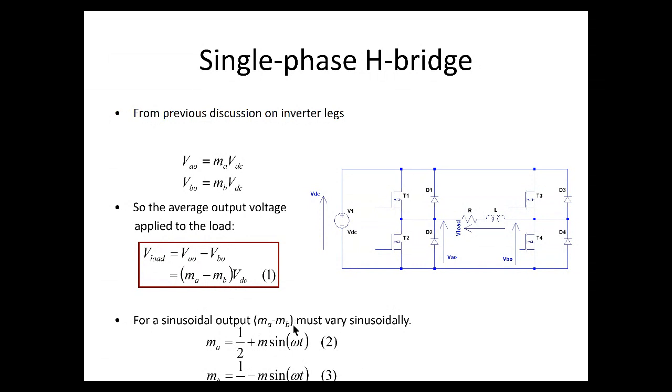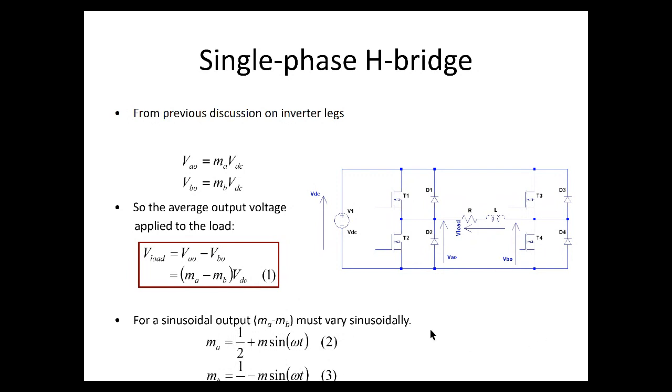If we add the two, the sinusoidal component is gone, and MA plus MB is just equal to 1, right? So it's just MA minus MB, right? So it's just to show you how this concept is developed, right? So we want MA and MB to be sinusoidal. So we do it like this, right? So half plus M, that's modulation index, sine omega t. And the half minus M, that's modulation index, sine omega t. So we have three equations here, 1, 2, and 3.